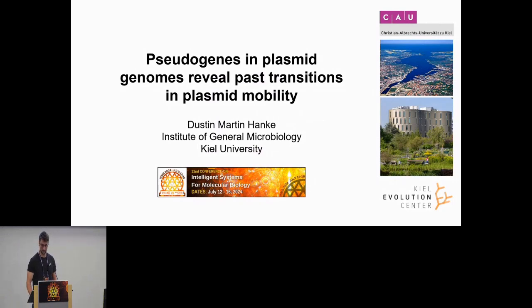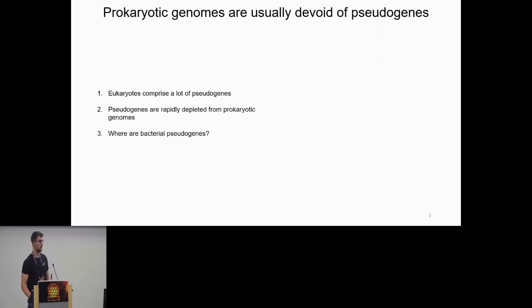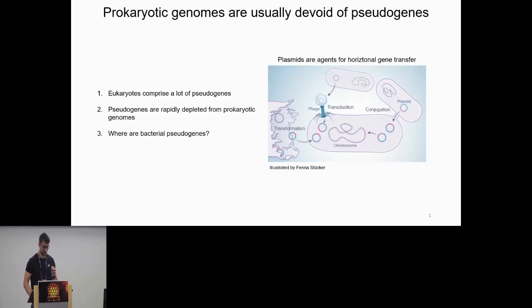Hi, everybody. It's a pleasure for me to present you today how pseudogenes and plasmid genomes reveal past transitions in plasmid mobility. So we know from the three domains of life that there are varying frequencies of pseudogenes among prokaryotes and eukaryotes. For example, eukaryotes may comprise a lot of pseudogenes, while many pseudogenes are rapidly depleted from prokaryotic genomes. And the general consensus is that prokaryotic genomes are usually devoid of pseudogenes.